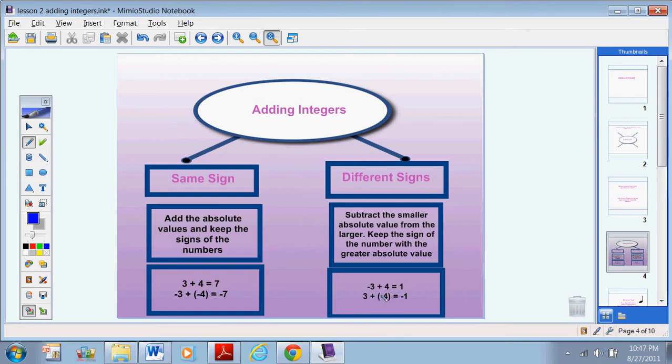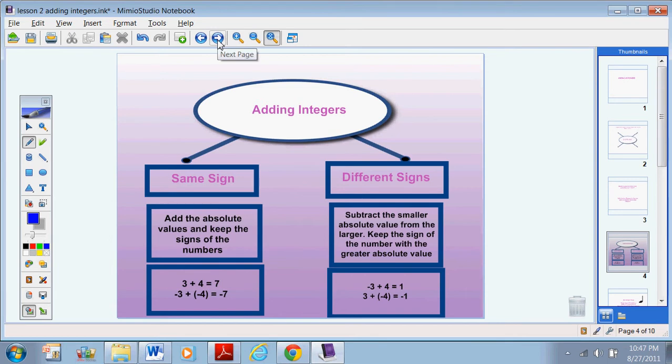Okay, scenario here, 3 plus -4. 3 is positive, this time 4 is negative. Okay, the absolute value of 3 is 3, the absolute value of -4 is 4, so 4 will be bigger, so we keep the sign of the 4, which will be negative. Once again, different signs, a positive and a negative, we subtract them, and then we keep the sign of the number with the bigger absolute value.